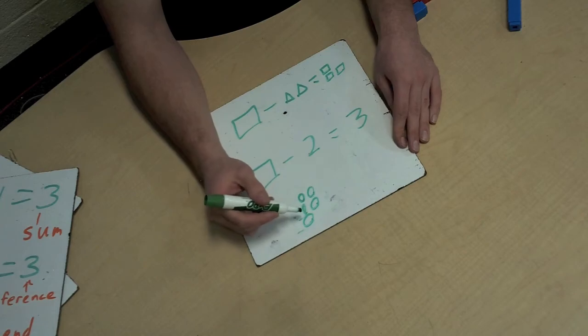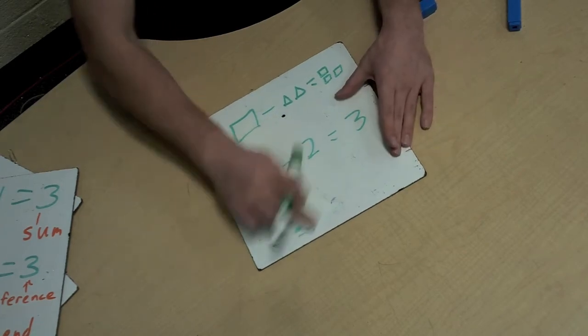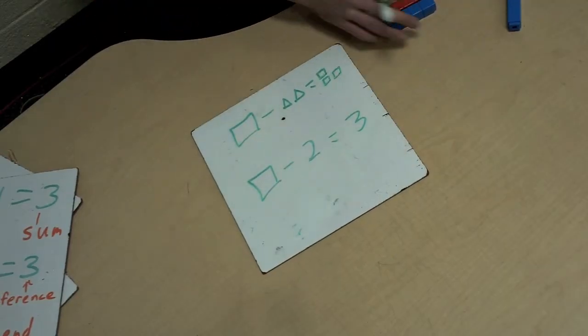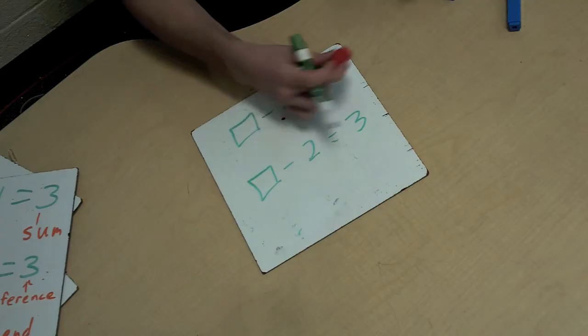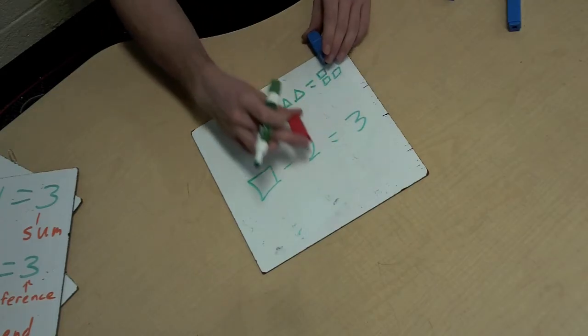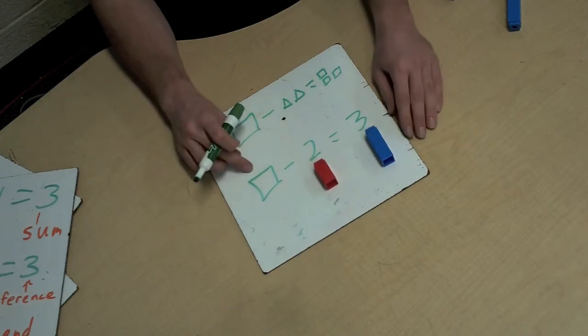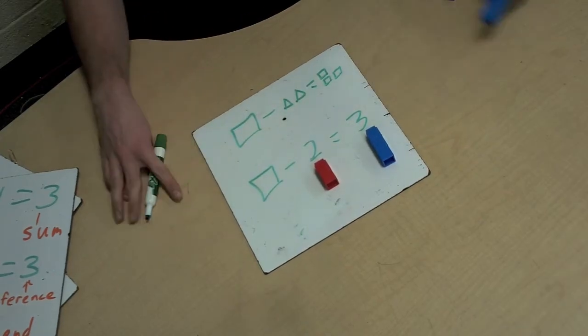5 take away 2, that's 3, there it is. So they should go back to the pictures or go back to manipulatives. I ended up with 3, I took away 2, or you can put them under here. What take away 2 equals 3? And they can try it out.